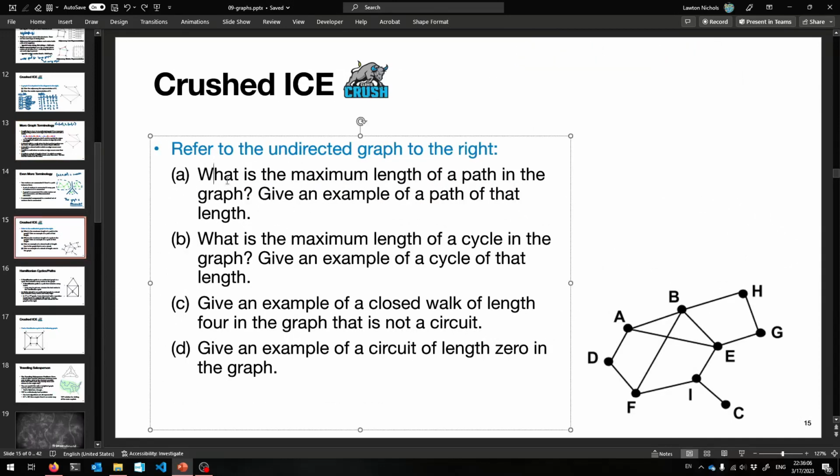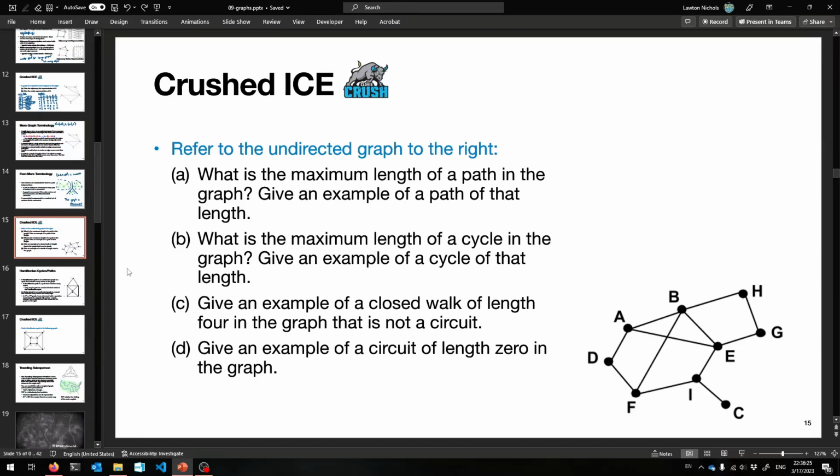What's the maximum length of a path in this graph? What's the maximum length of a cycle in this graph? Give an example of a closed walk that's not a circuit. Give an example of a circuit of length 0 in the graph. Interesting. All right, so let's talk about each of these, assuming you tried them.